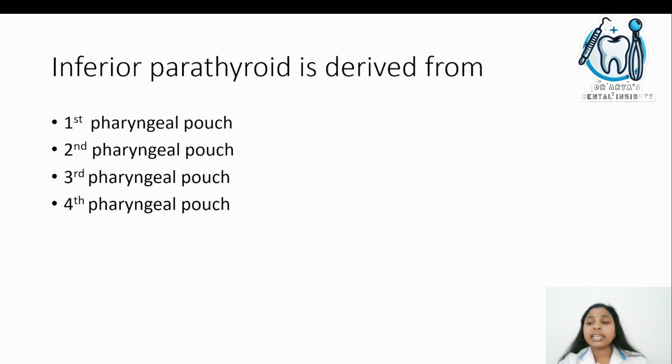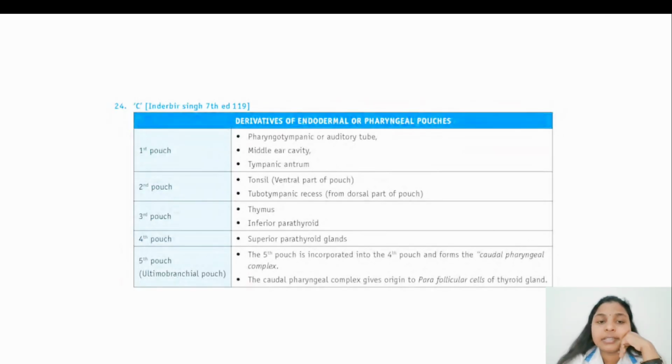Coming to the next question: the inferior parathyroid gland is derived from which pharyngeal pouch? There are pharyngeal pouches and also pharyngeal arches. Is it first, second, third, or fourth? Coming to some derivatives of the endodermal or pharyngeal pouches: the first pouch gives rise to the pharyngotympanic or auditory tube, the middle ear cavity and the tympanic antrum.